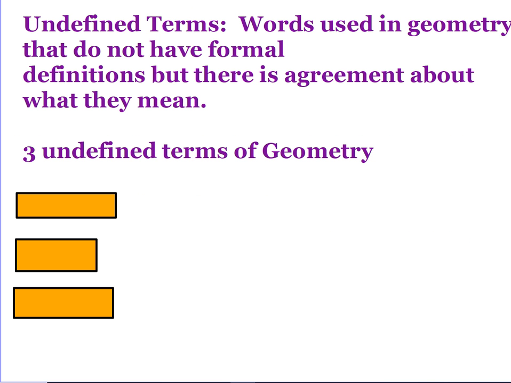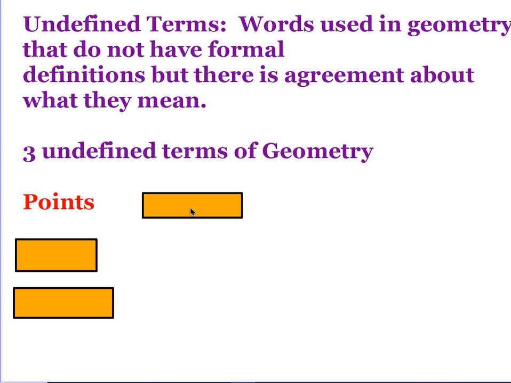Well, let's first and foremost put a rather ironic definition to undefined terms. Undefined terms are simply words used in geometry that don't have formal definitions. There's more of an agreement between what they mean, and I think it all makes sense when you see what the three undefined terms of geometry actually are. Let's start with our first one, the points.